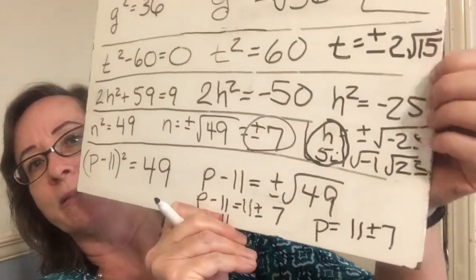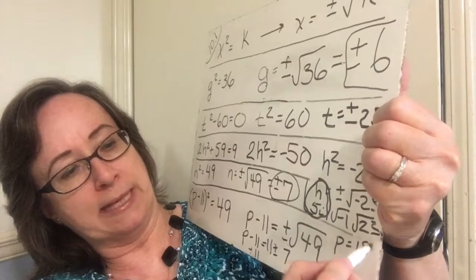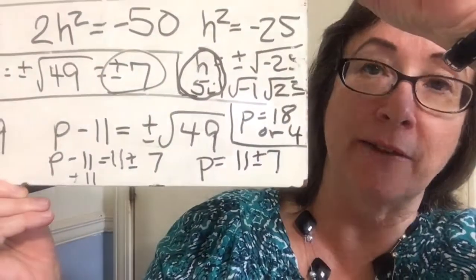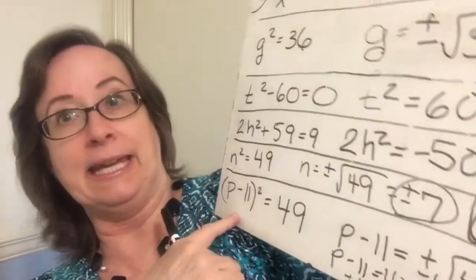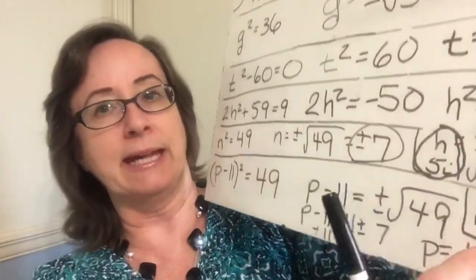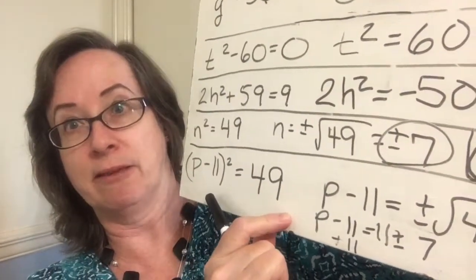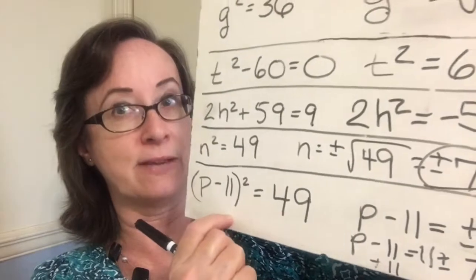And then I evaluate the two p's that are possible. So 11 plus 7 is 18. So p is 18, or 11 minus 7 is 4. P is 18 or 4. Okay, so now look at what happens if I take those numbers, 18 and 4, and I go back into here. Then will it make it true? Let's try the 18. Let's put the 18 back in here. 18 minus 11 is 7. 7 squared is 49. That one works. Let's take the 4. Okay, 4 minus 11 is negative 7. And negative 7 squared is 49. So they both work.